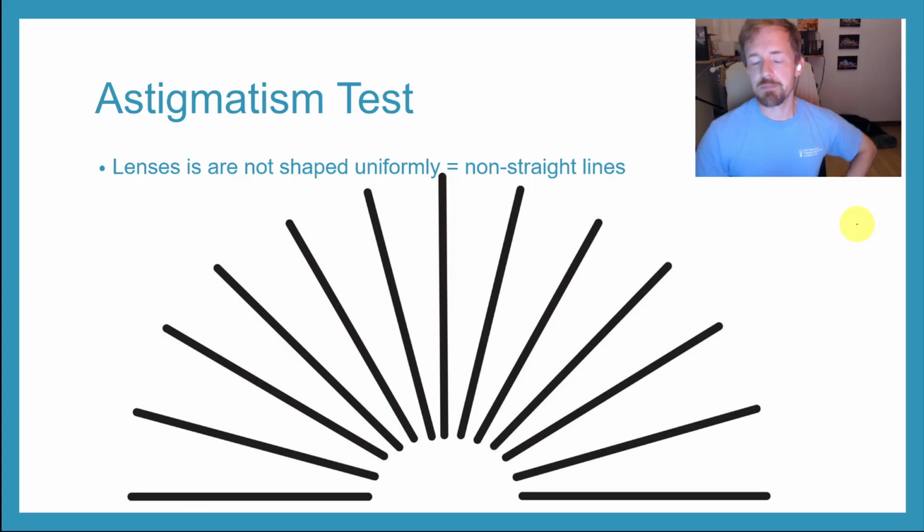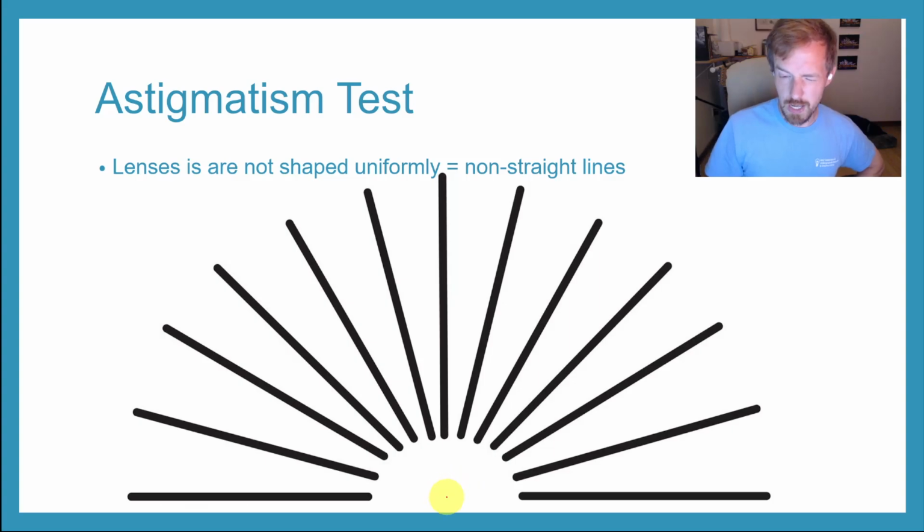Here is an astigmatism test. So if you think you might have astigmatism, just check out where you see the cursor right here in the bottom. And if you're staring at that and some of those lines appear to be wiggly or curved in some way, then you might have astigmatism.